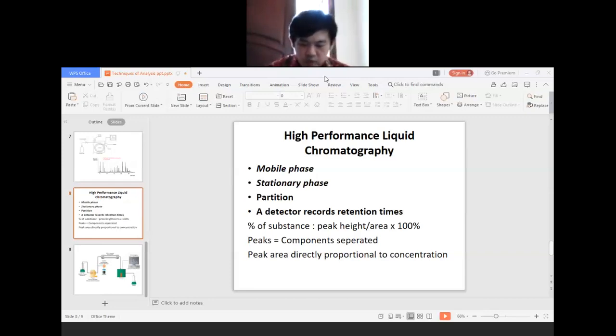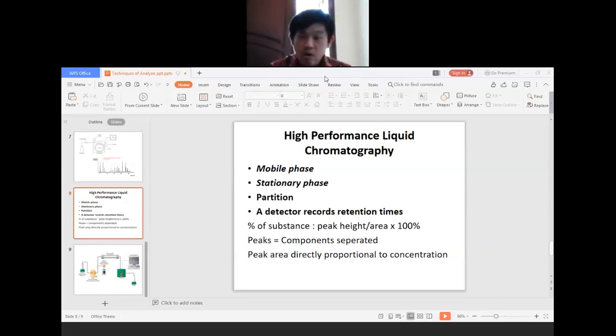So it is not using the solid column, but there is also a column, the HPLC column, the stationary phase, and the solvent for the mobile phase is usually polar. And then this is forced under pressure through the densely packed column where the separation occurs.